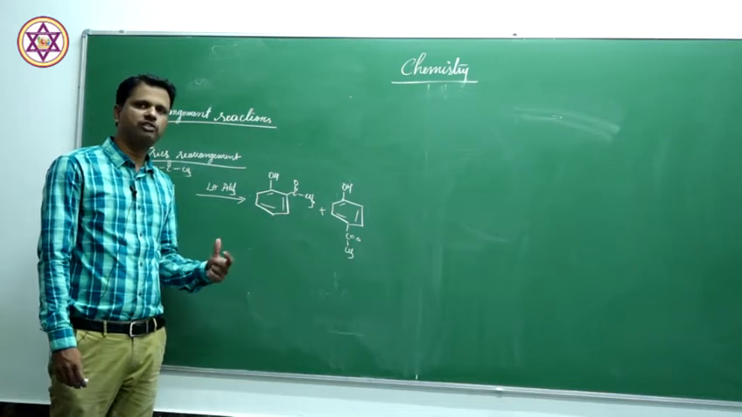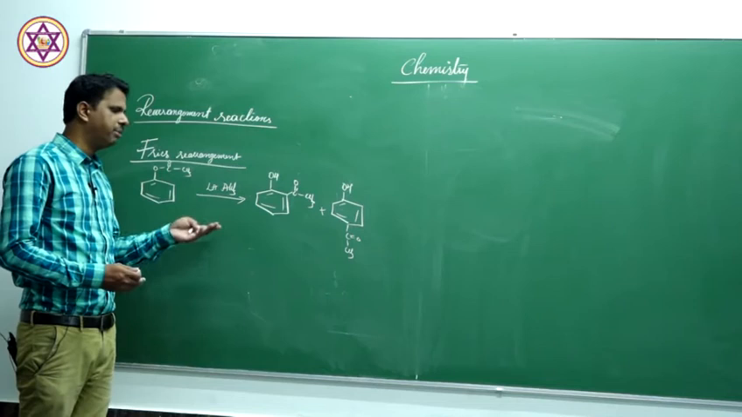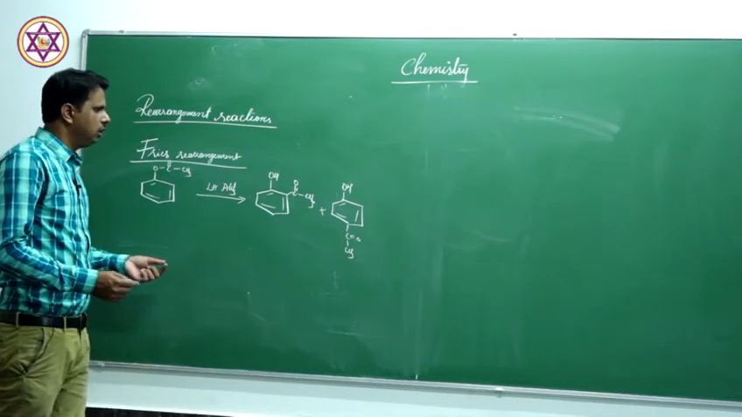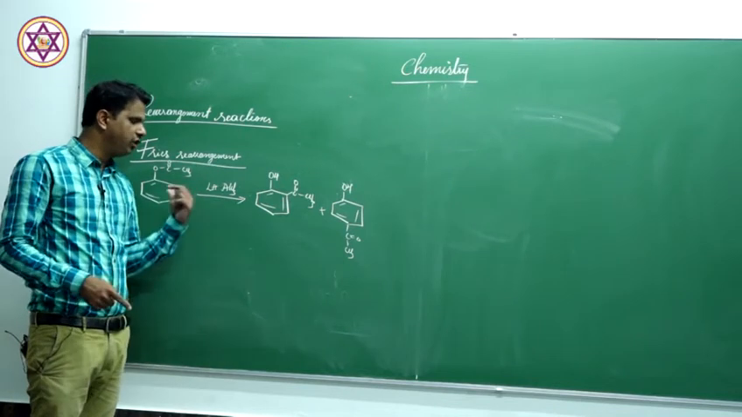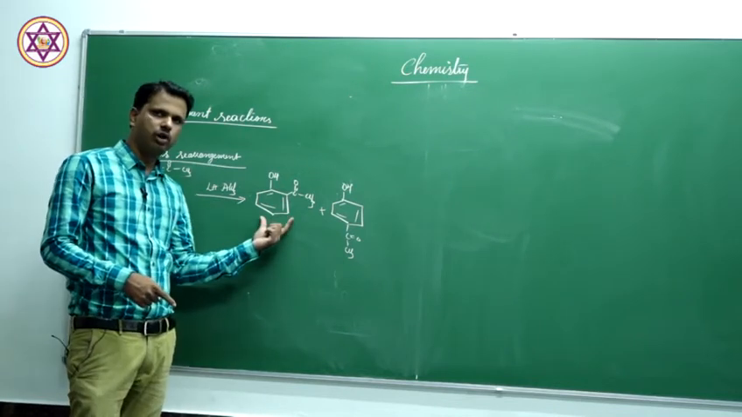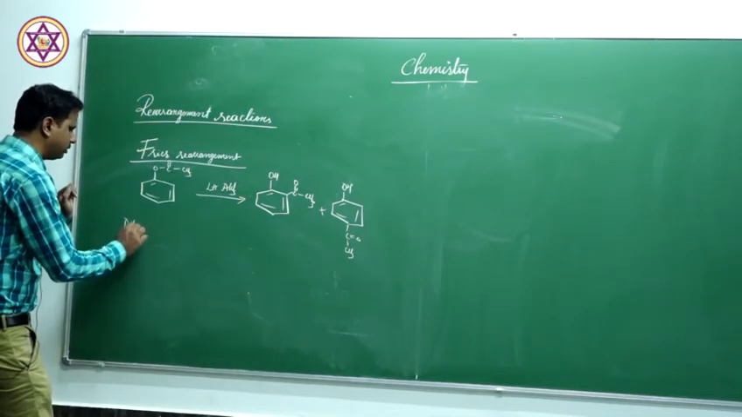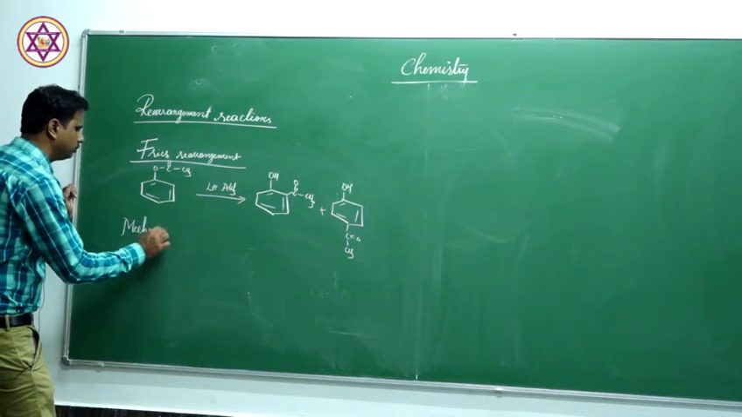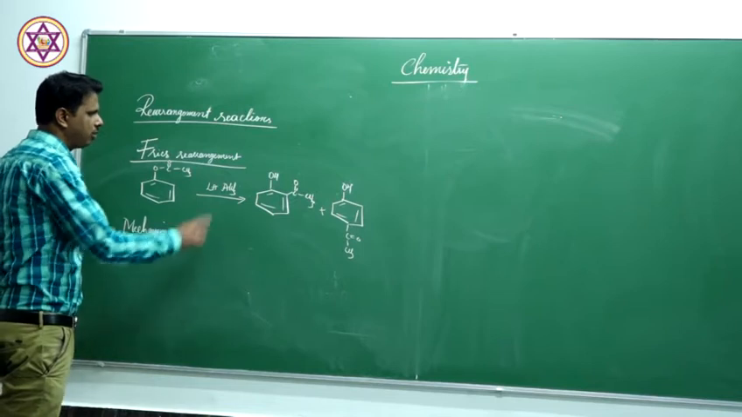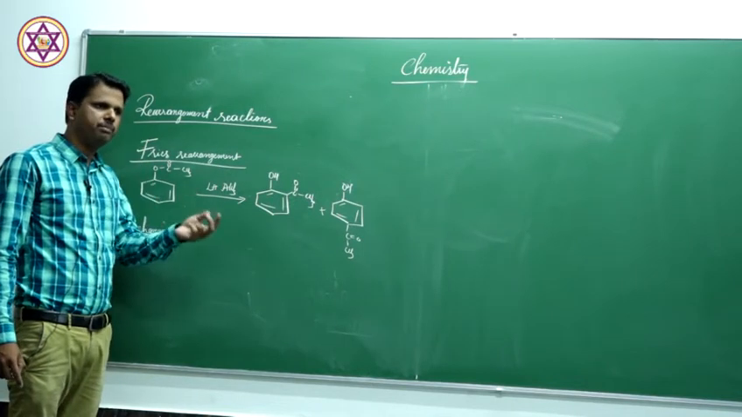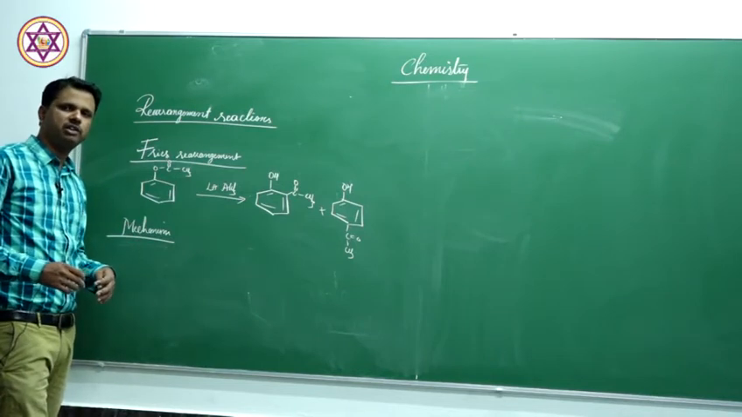The ratio of these products can be controlled by maintaining the reaction conditions, like temperature and solvent. So this is the reaction: the phenolic esters are rearranged into ortho-hydroxy and para-hydroxy ketones. Now we will see the mechanism. The point to remember is that aluminum chloride is a Lewis acid, an electron acceptor. It polarizes the lone pair of electrons present in a molecule.